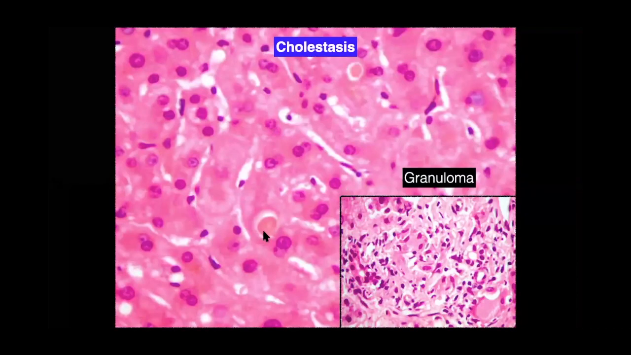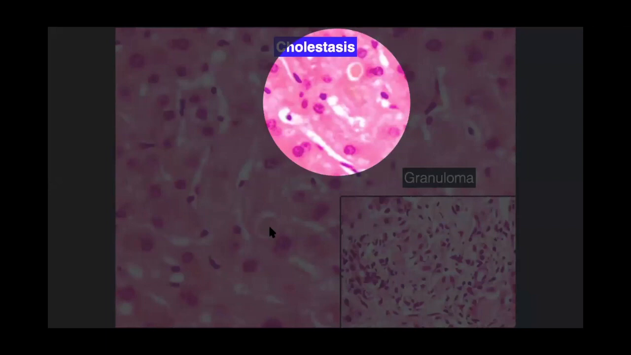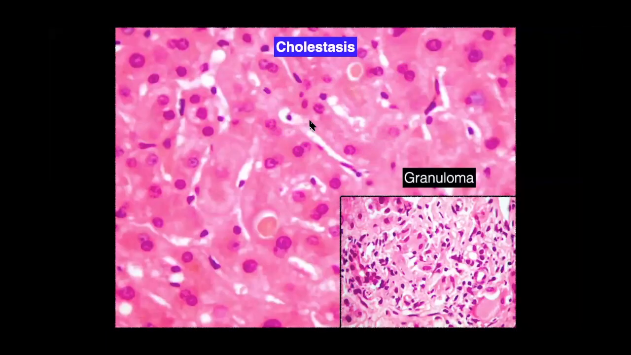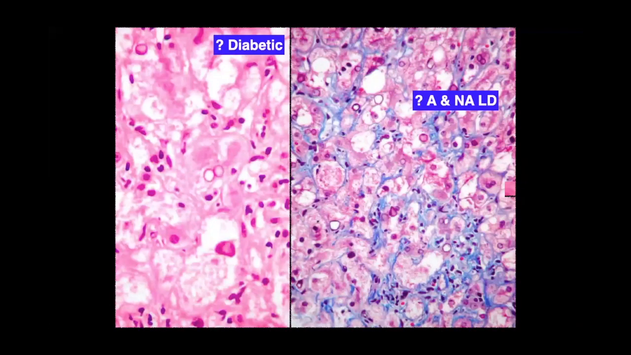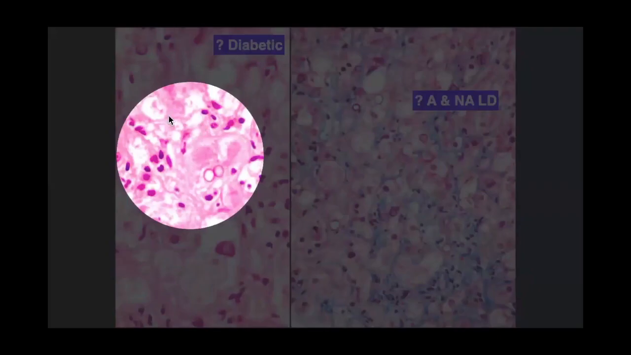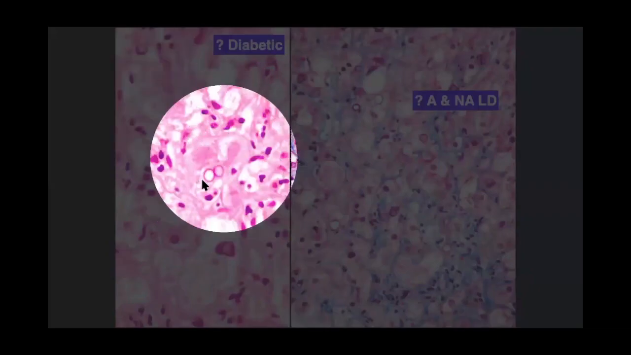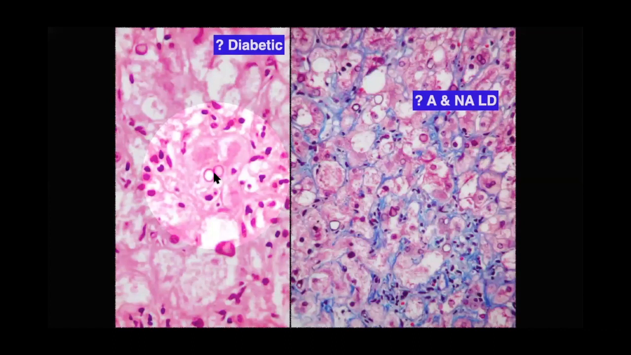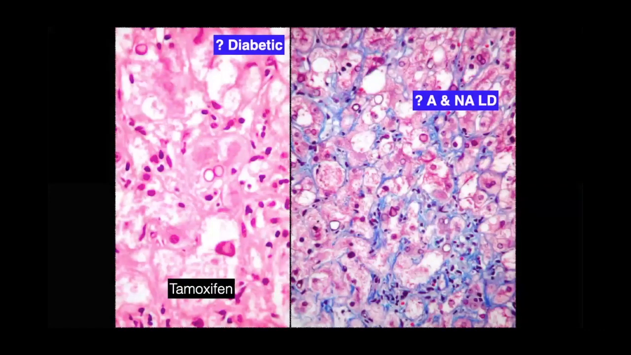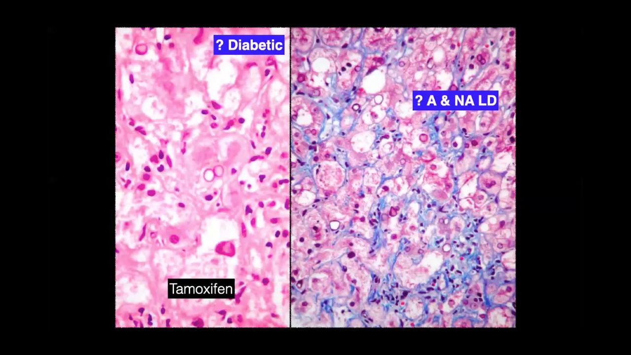Cholestasis can be produced by many medications, canalicular cholestasis. Even granulomas can be produced by medications. You have to keep all these things in mind. Here you see balloon degeneration, feathery degeneration, intranuclear inclusions, some fatty change, some pericellular fibrosis in this special stain. And these are the biopsies taken in a patient taking tamoxifen. So always ask for the history of medications.